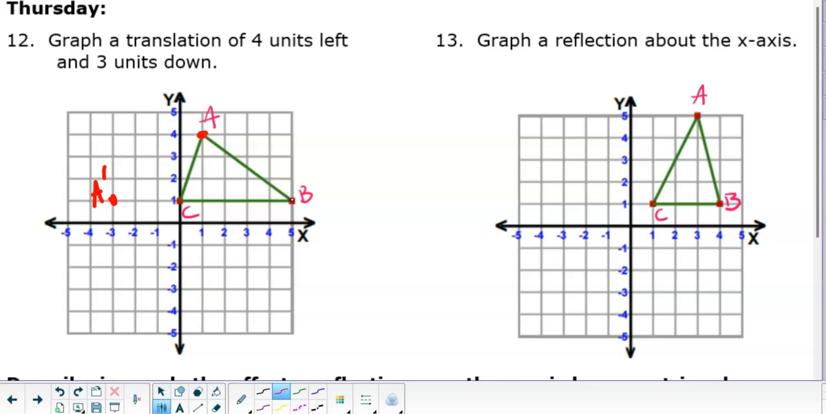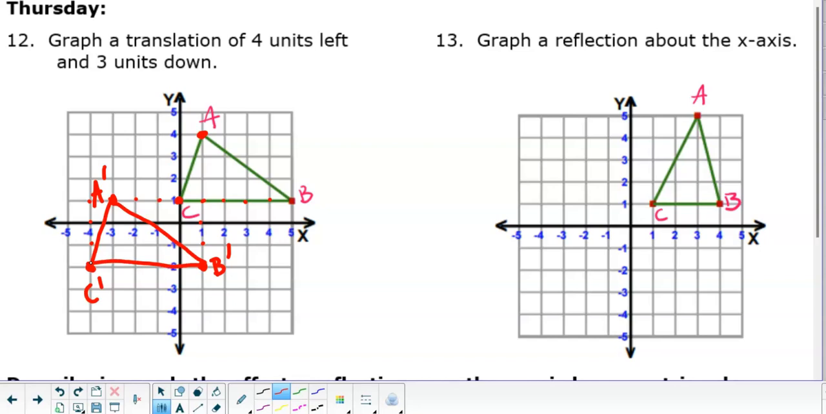I do the same thing with B. 1, 2, 3, 4 units left. 1, 2, 3 units down. B prime. Go to the original C vertex and count. 4 units left. 1, 2, 3, 4, and 3 units down. Then connect each vertex to draw your new shape.